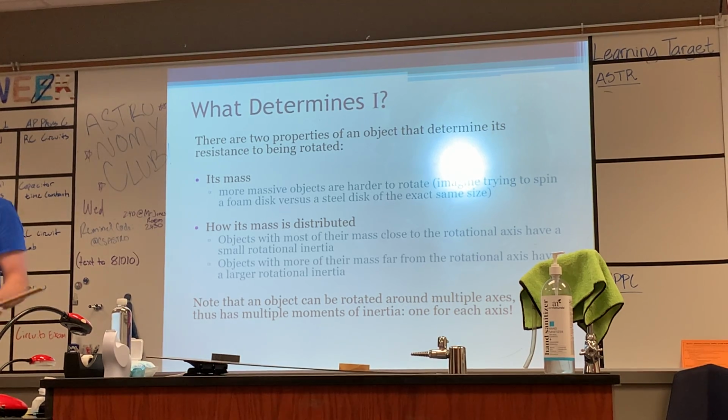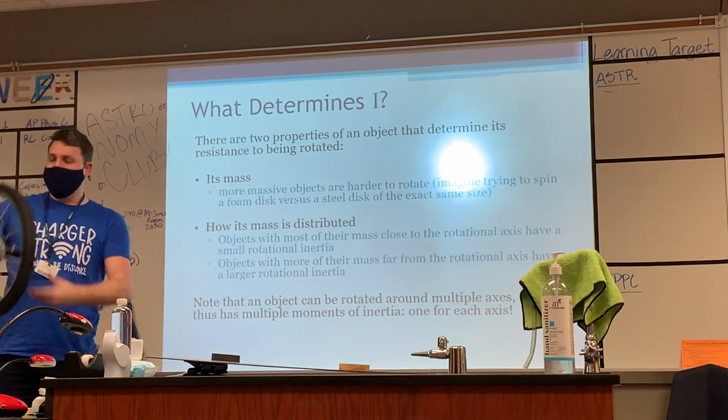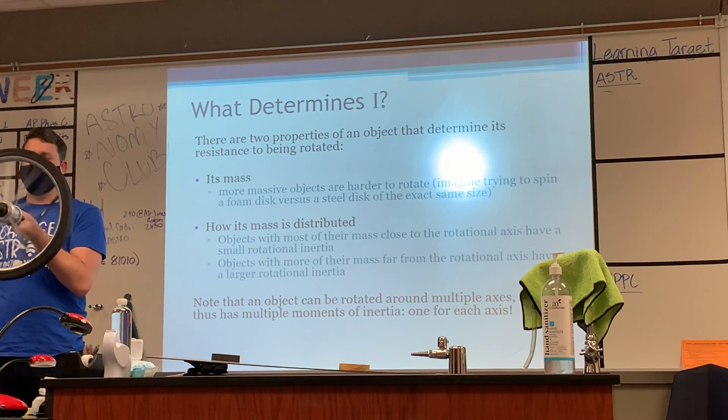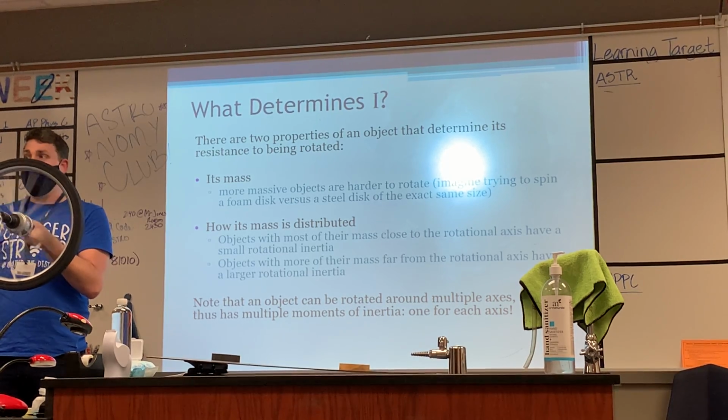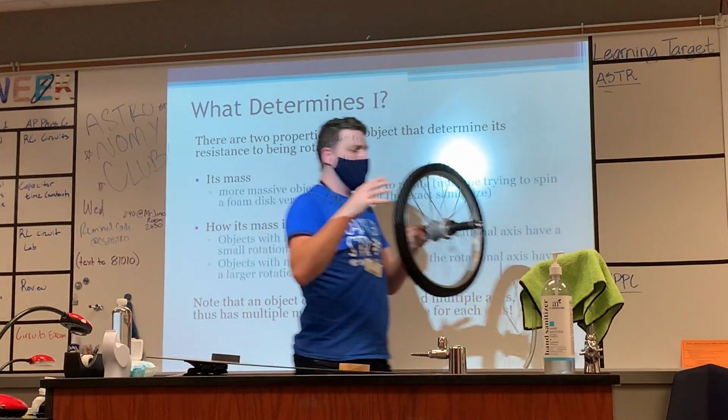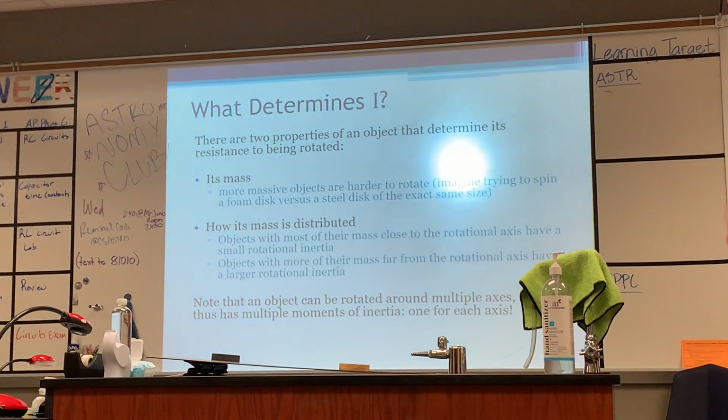I could take a drill and drill a hole anywhere on this that I want to, and then put a pivot through it and rotate it around that point. Every point is going to have a different rotational inertia. It's the same thing with the wheel. Generally speaking, you rotate a wheel like this, but I don't have to rotate it around this axis through the center. I can also rotate a wheel like this. That's going to have a different moment of inertia. That's a different axis.